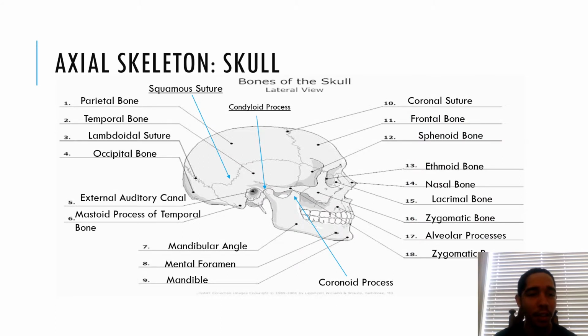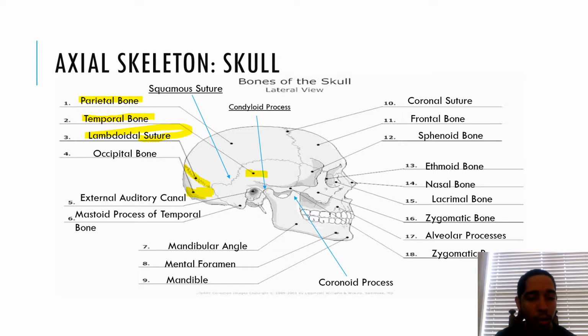In this particular diagram, I took the time to just label about 20 or so of the bones that we have here in the skull. The first of those is the parietal bone, which you'll find about right here. The temporal bone, which is about right here. The lambdoidal suture, which is this little line right about here. The occipital bone, which you would find in this lower portion.